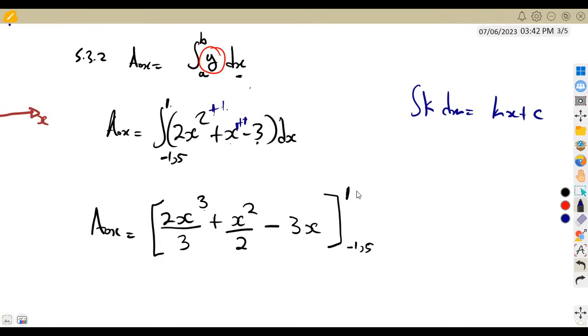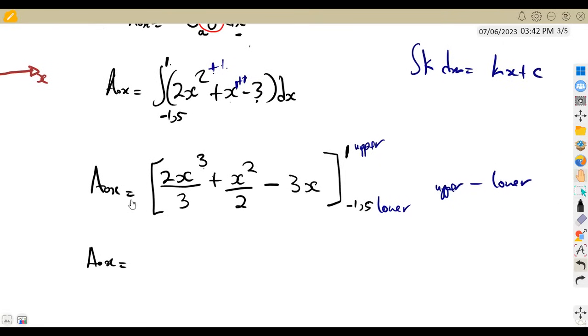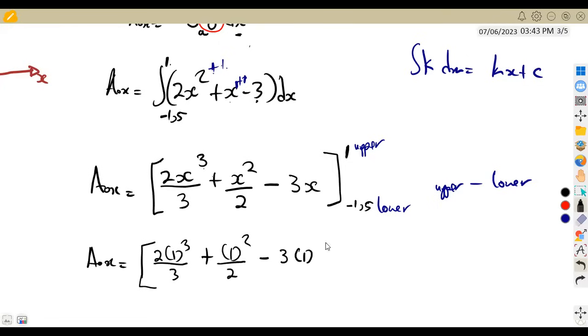So we remember our concept: we always have to substitute the upper limit minus the lower limit. So it's always that part, upper minus lower. So meaning to say our area with respect to x, we are going to substitute our upper limit, in this case which is 1. So wherever I'm seeing x, I'm going to substitute the upper limit. In place of x, we substitute our upper limit, which is 1. So it's 2 times 1 cubed over 3 plus, in place of x, 1 squared over 2 minus, in place of x, we substitute 1. So this is our upper limit.